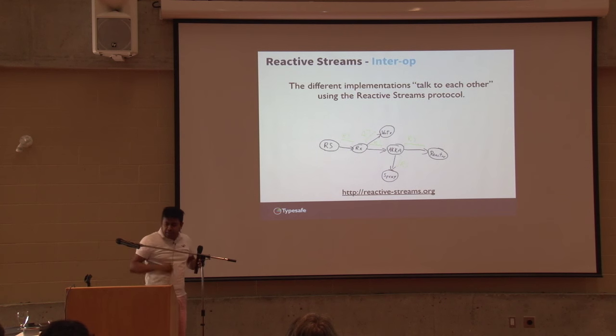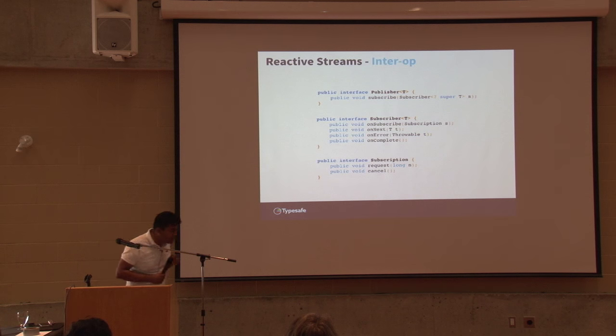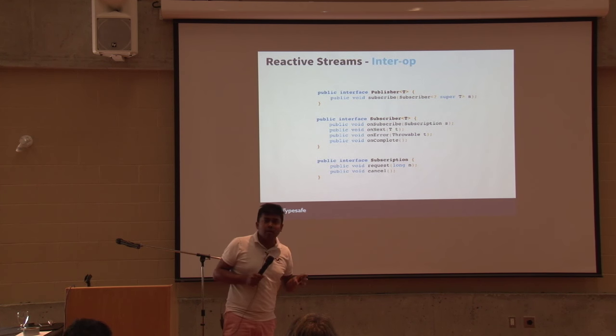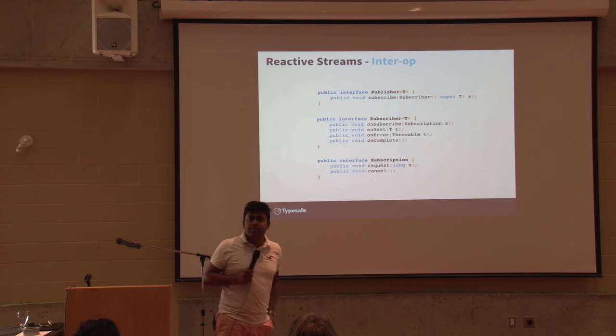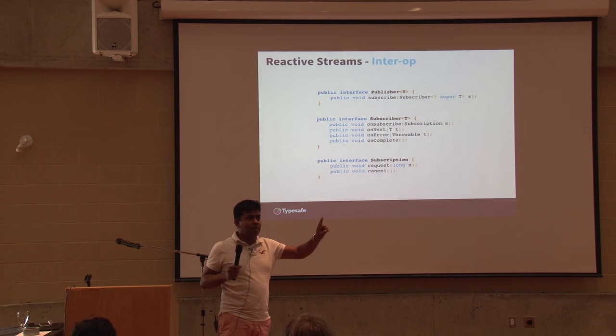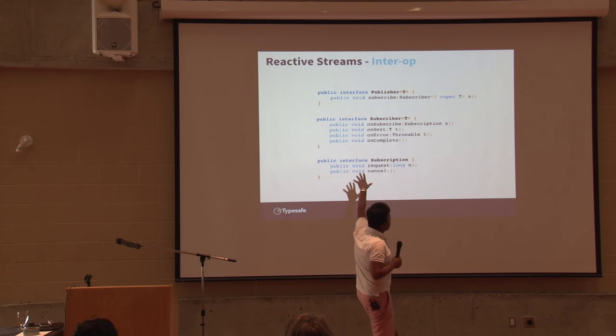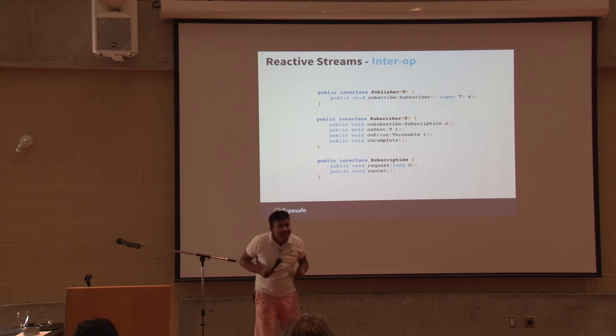So anyway, the idea is for these frameworks to interoperate with each other. So what does the specification look like? This is exactly what it looks like. We took one year, literally a group of engineers, some of the smartest ones, to come up with these three interfaces. That's one year. So the idea here is the publisher is essentially the source of the stream, okay?